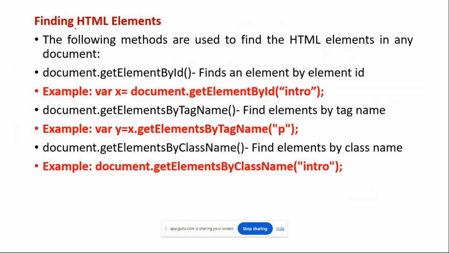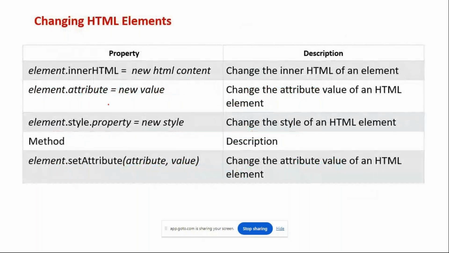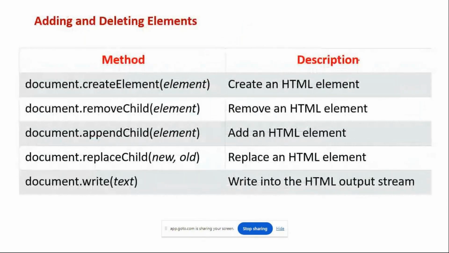Then finding HTML elements. For finding HTML elements, we have seen the methods getElementById, getElementsByTagName, and getElementsByClassName. Then some other properties: innerHTML, attribute, style. innerHTML changes the HTML content. Attribute means set the new value. Style changes the new style. All this we will discuss with the help of example programs.